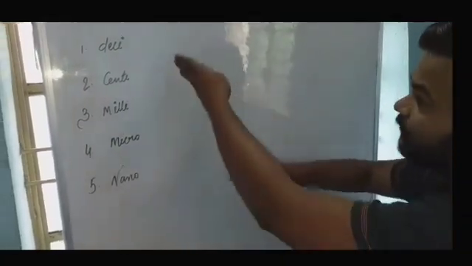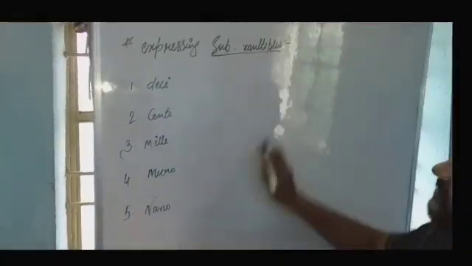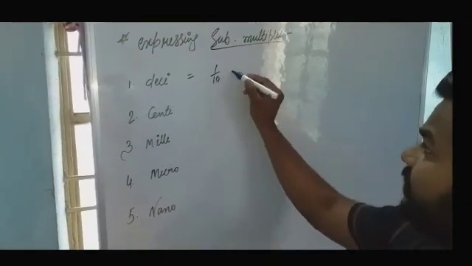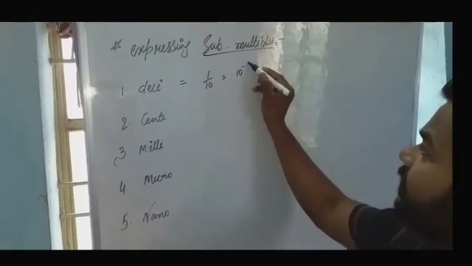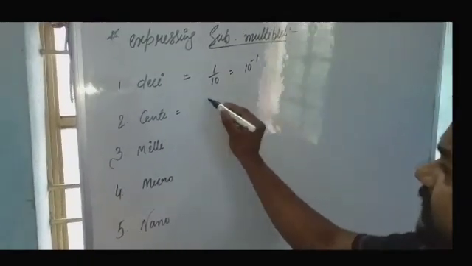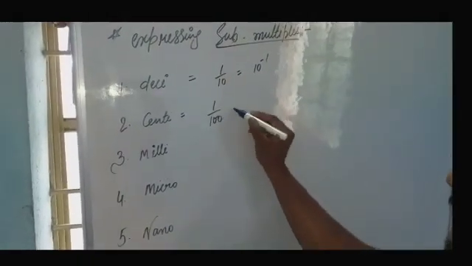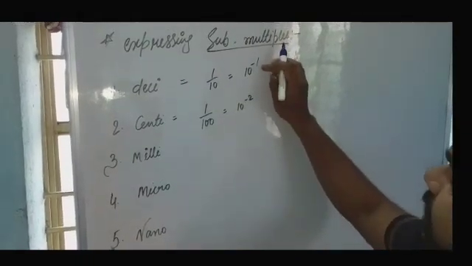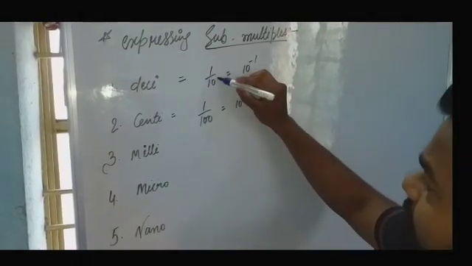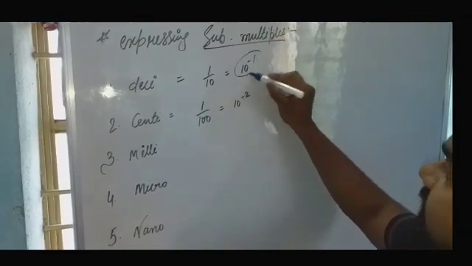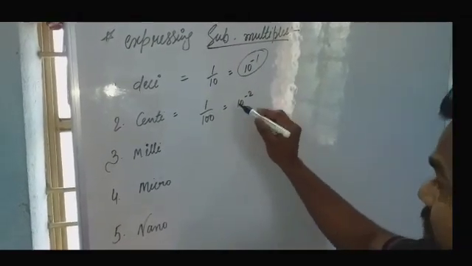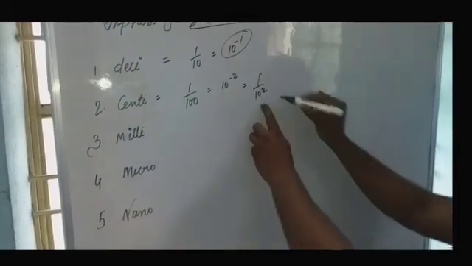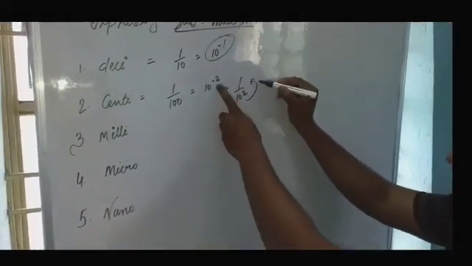Here are such examples of submultiples. Understand? Deci means 1 by 10. We denote it 10 to the power minus 1. Centi means 1 by 100. We denote it as 10 to the power minus 2. How do we denote 10 to the power minus 1? When 10 to the power 1 goes upward, then it makes negative. Here 1 by 100 means 1 by 10 to the power 2. When it goes upward, it takes a negative sign.